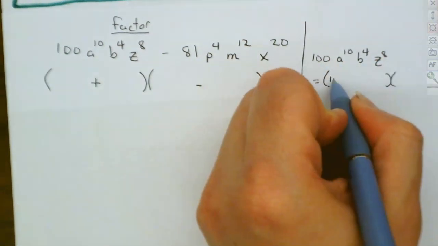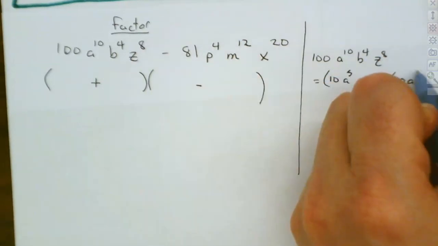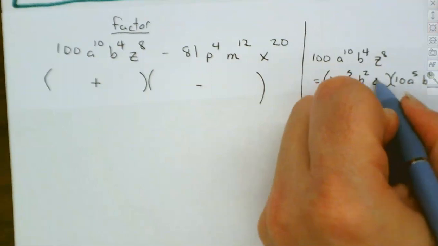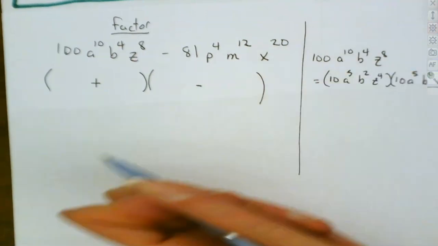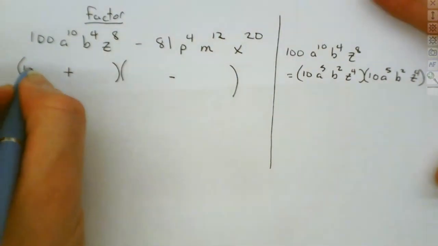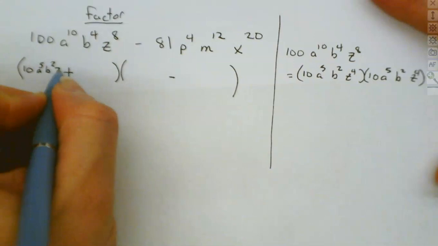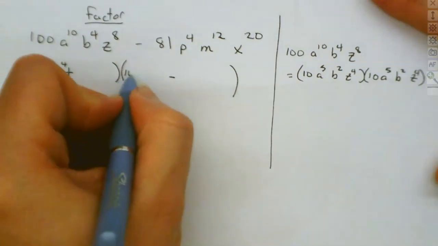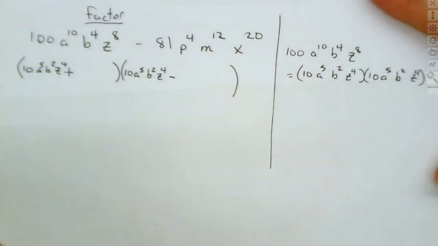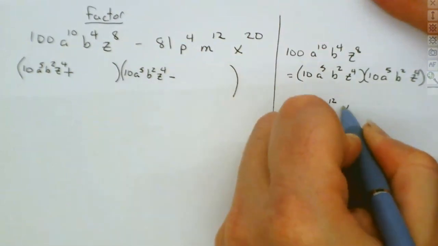We know that 100 is a perfect square of 10 and 10. a to the 10th, we'll split that up into a to the 5th and a to the 5th. b to the 4th is b squared and b squared. And z to the 4th and z to the 4th is over here. Okay, we just split them in half. So that is going to come out to be 10a to the 5th, b squared, z to the 4th, 10a to the 5th, b squared, z to the 4th over here. What about 81, p to the 4th, m to the 12th, x to the 20th?